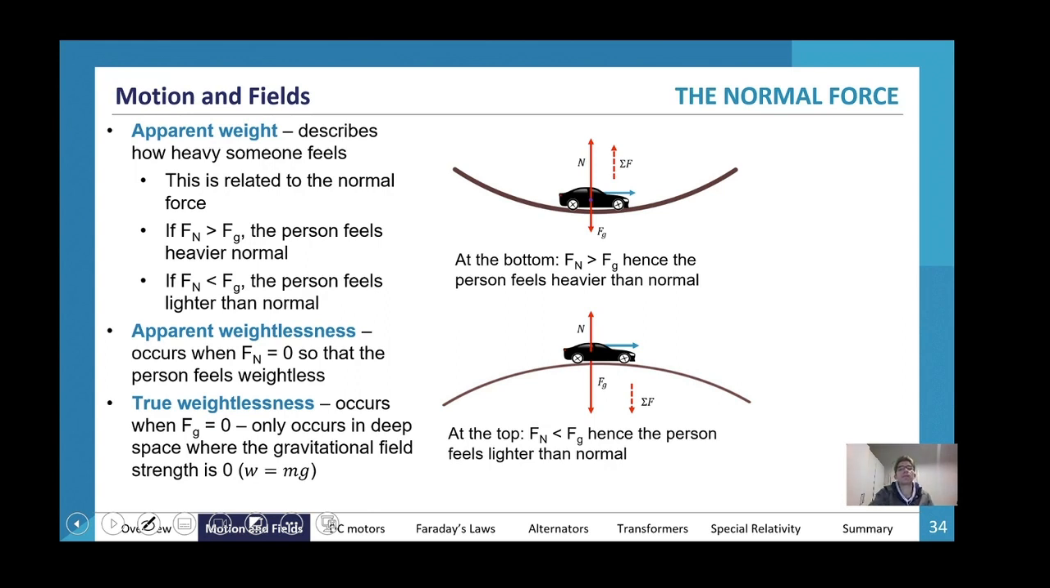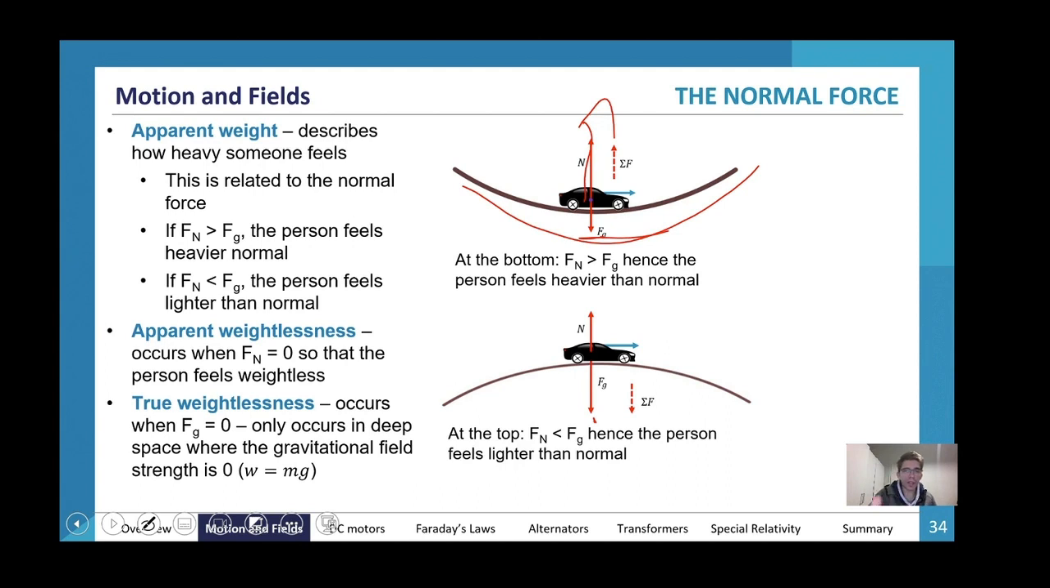That means that at the bottom of a circle, let's say a car driving down a hill in a valley, you will feel heavier, because the normal force is greater than the weight force at the bottom of the circle. Then at the top of a circle, the normal force is smaller than the weight force, therefore you feel lighter than usual, because usually the normal force is equal to the weight force. So that's what apparent weight is.